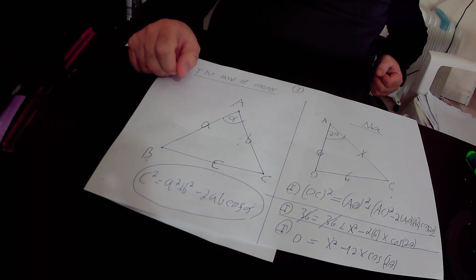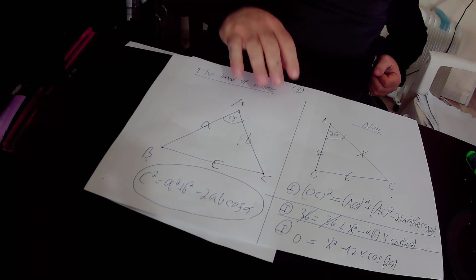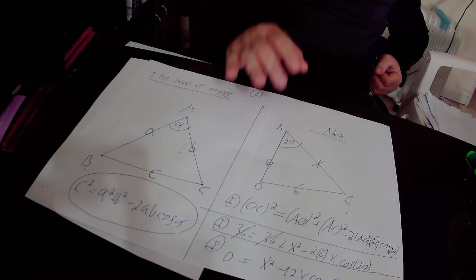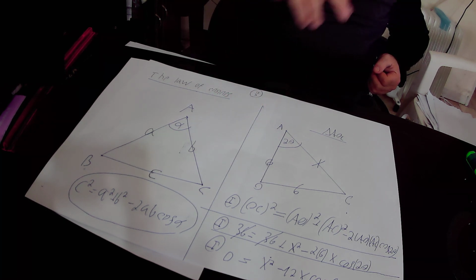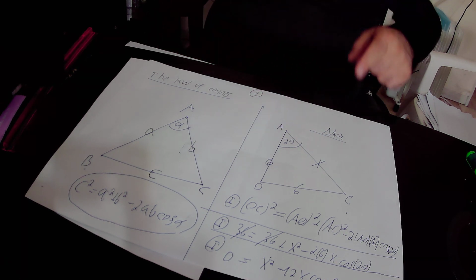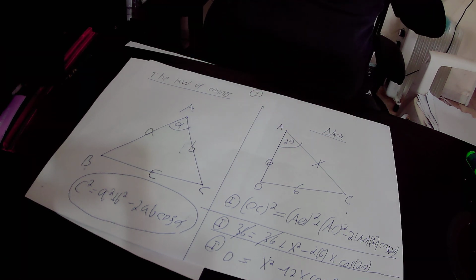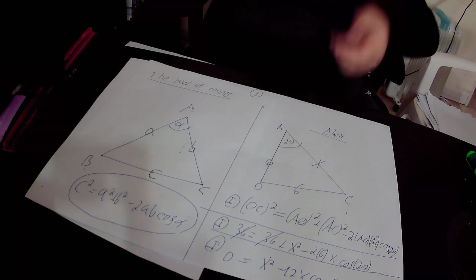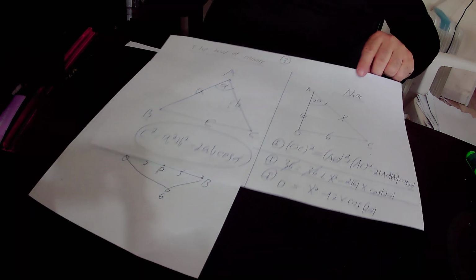Okay, then we implemented the law of cosines in triangle AOC. I copied triangle AOC into the original drawing. Here angle OAC equals theta, AC equals x. This is the line segment that we are looking for. AO equals 6 units according to what is given in the question.